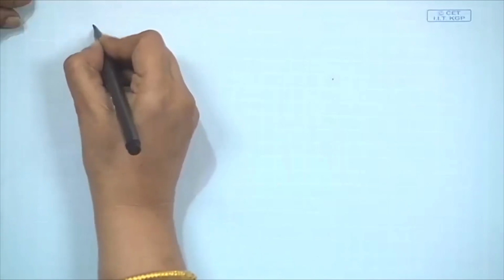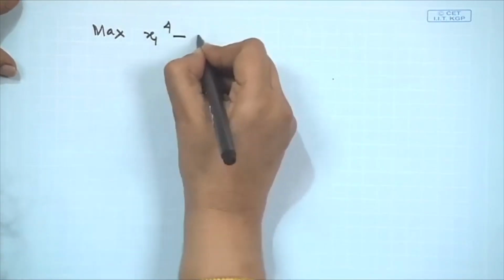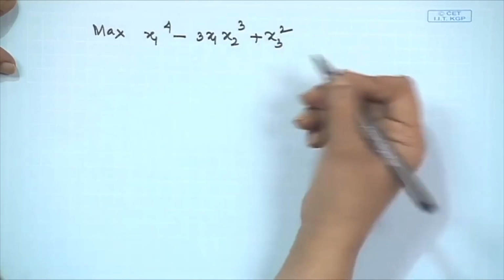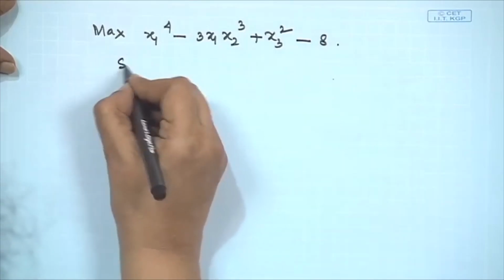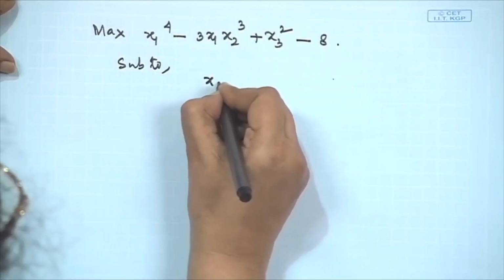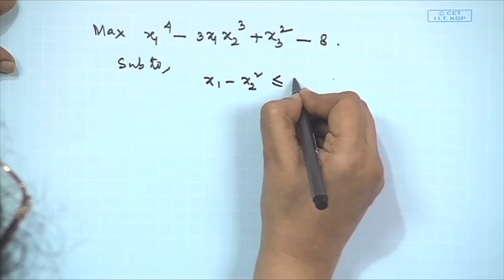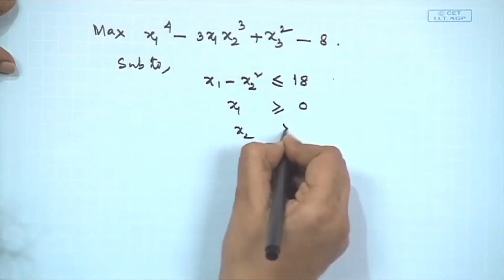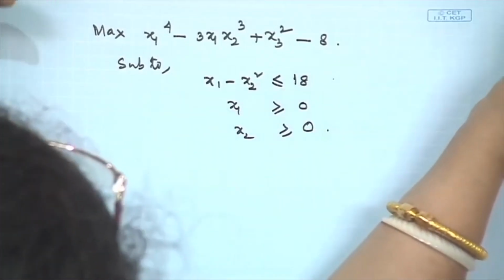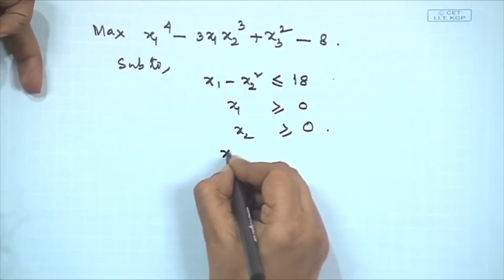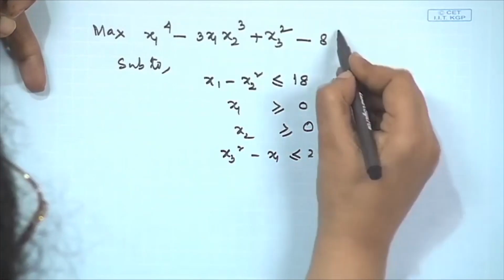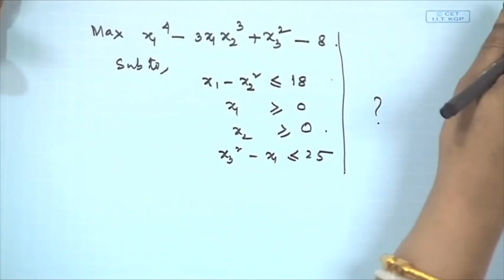Now, I suggest that you consider another problem to solve: maximization of x1 to the power 4 minus 3 x1 x2 cube plus x3 cube. There are 3 variables together, and the constraints are subject to x1 minus x2 square less than or equal to 18, x1 greater than or equal to 0, x2 greater than or equal to 0. And there is another constraint as well, that is x3 square minus x1 less than or equal to 25. Solve this problem and get the optimal solution for this. Thank you for today.